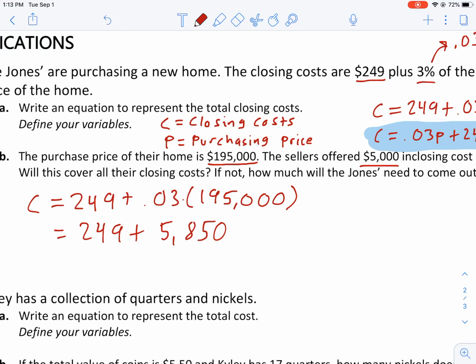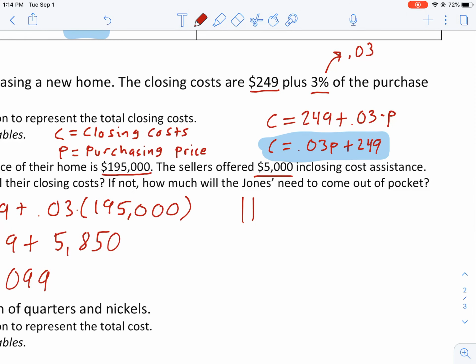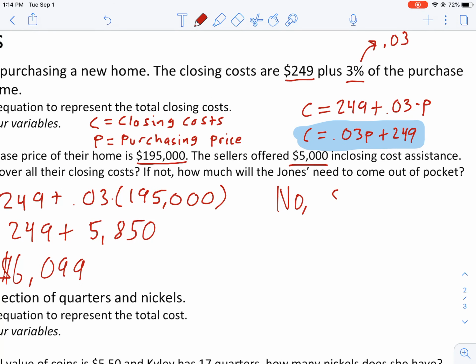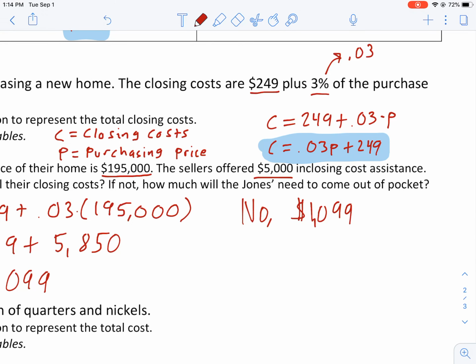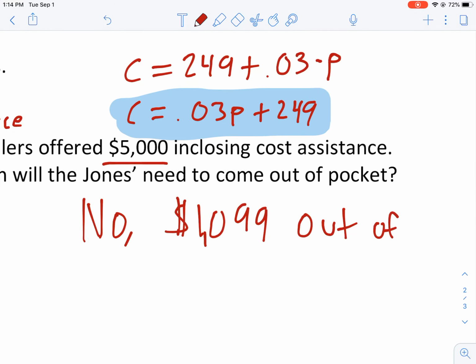And that's not even the whole thing because now we have to add 249 to that. So the closing costs are actually $6,099. So no, that will not cover it. They will actually have to pay $1,099 out of pocket because they're only giving them $5,000. But I guess $1,099 is still better than $6,099. So that's the answer to that problem.